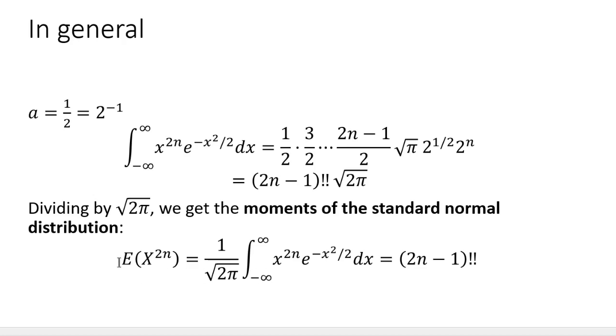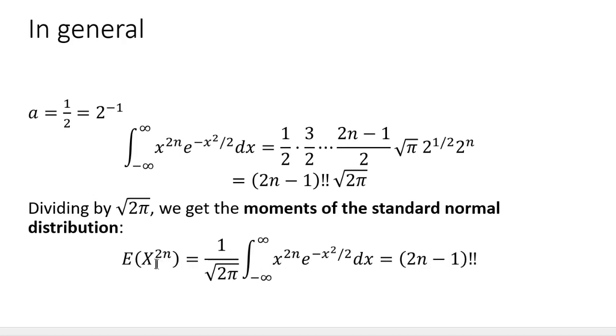then this thing called the moment is E, the expectation value of x to some power. And notice that when the power is odd, you end up with an odd function times an even function, and you integrate, and that gives you 0. So all the odd moments of the standard normal distribution will be 0. On the other hand, the even moments will be 2n minus 1 double factorial.